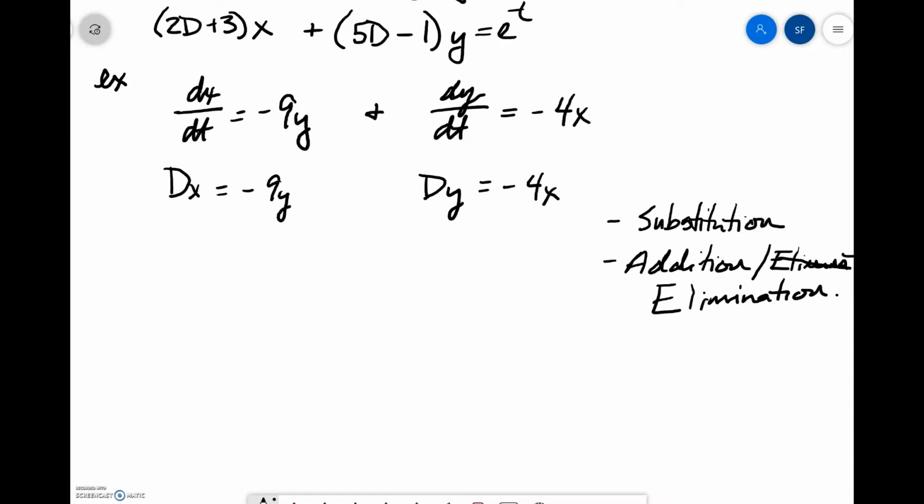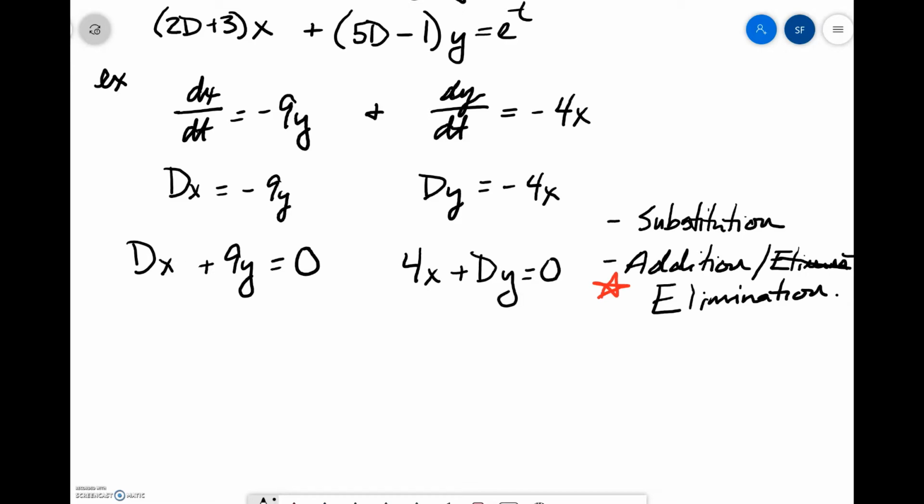So first thing, in order to do this addition elimination method, let's move everything over to one side. So we have Dx plus 9y equals 0. And we've got a Dy. Actually, let's put our x's first, now that I'm thinking about it. Let's do 4x plus Dy equals 0. Okay, remember in our addition elimination method, we have to decide what we're going to eliminate first. Let's eliminate x first, just because.